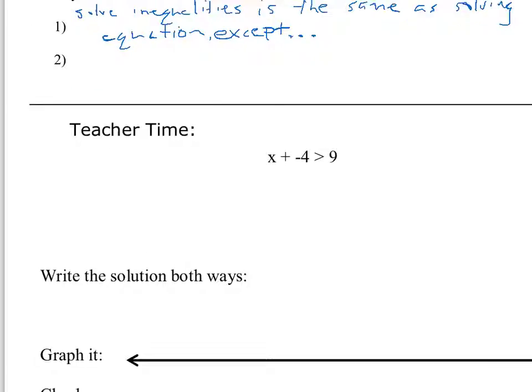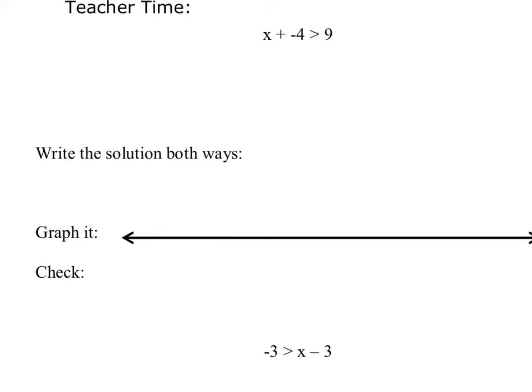All right, so we're looking at this. We have this first inequality. We have x plus negative 4 is greater than 9. So if our first key point is that we are supposed to solve this just like we would solve an equation, what do you think the first thing we need to do is to solve this inequality?